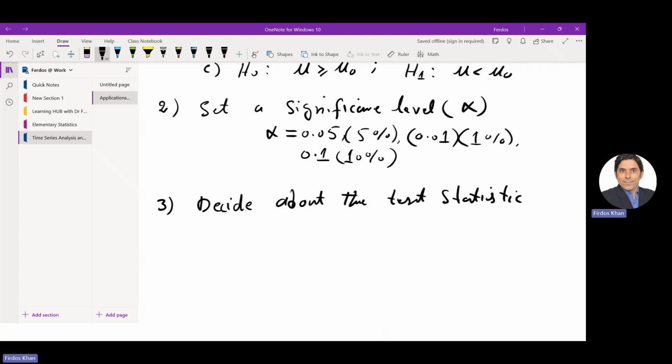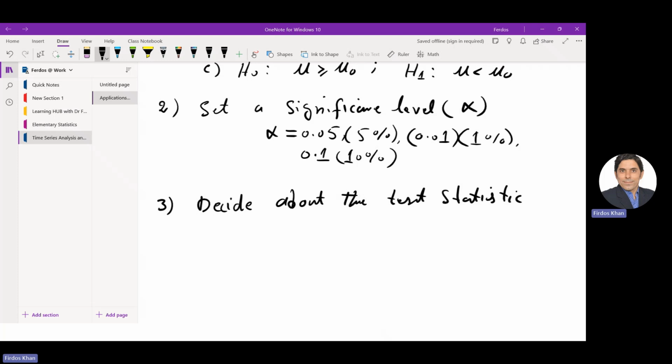That means we can use Z in different cases. We can use T in different cases. I will explain each of them separately, but it is important to see which test statistic we can use. This again depends on the assumption. For T and Z, the data should be normally distributed.